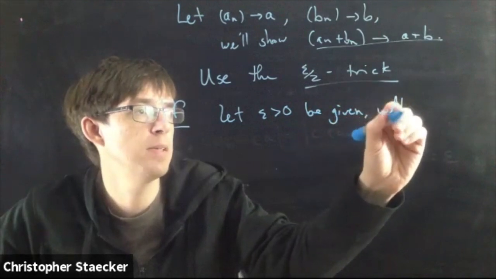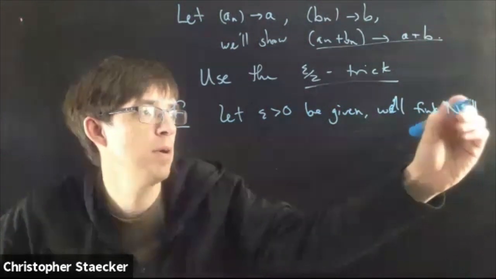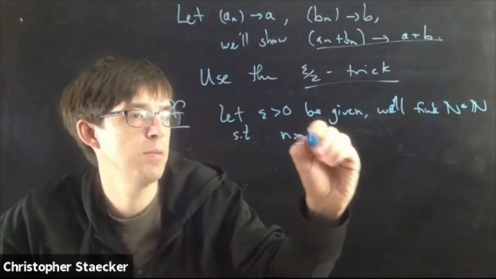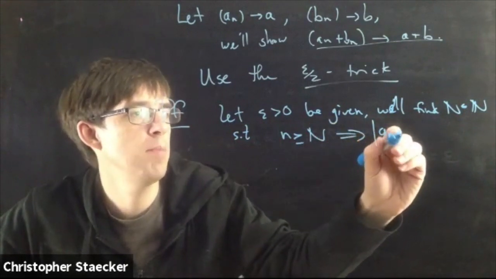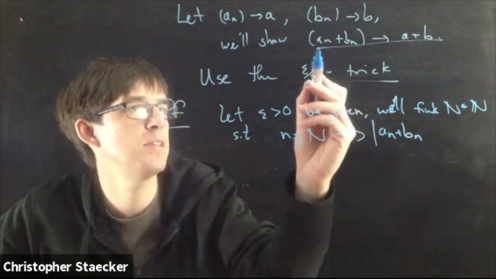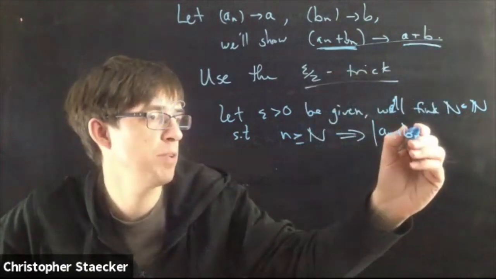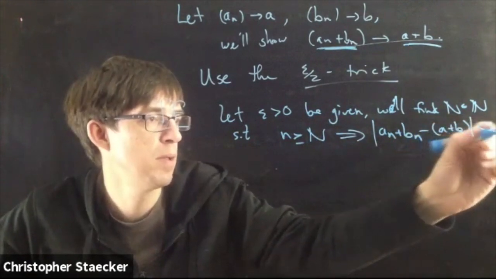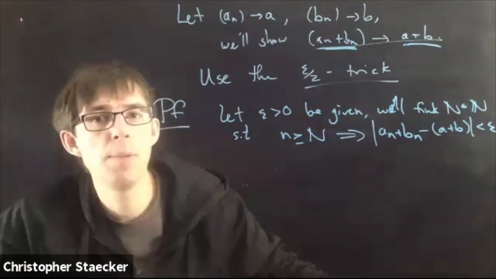Then we'll find N, a natural number, such that n greater than or equal to N implies absolute value of an plus bn. So this time you take the sequence term minus the limit. So it's going to say an plus bn minus a plus b, like that, less than epsilon.